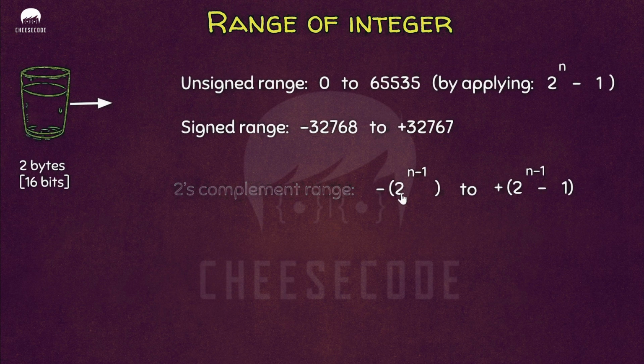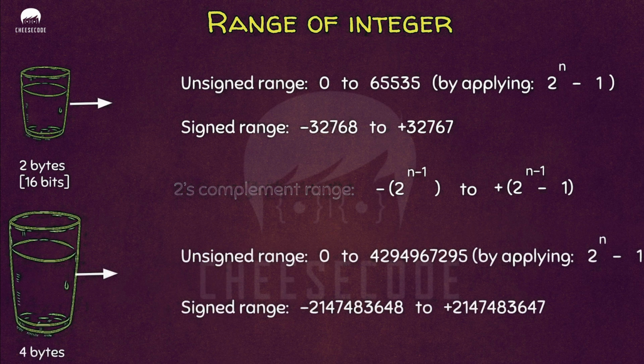Here you can see minus 2 raised to the power n minus 1. By replacing n equal to 16, I get 2 raised to the power 15, which is minus 32768, and plus 2 raised to the power n minus 1, that is 2 raised to the power 15 minus 1, that gives 32767. On the other hand, if your PC supports 4 bytes integer, then unsigned range is from 0 to 4294967295.